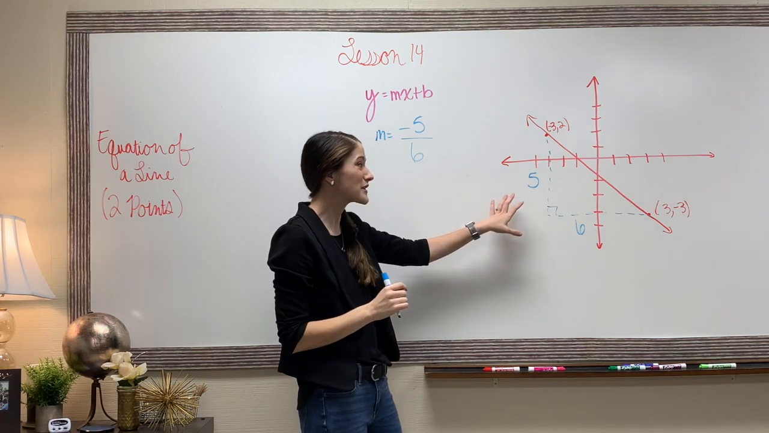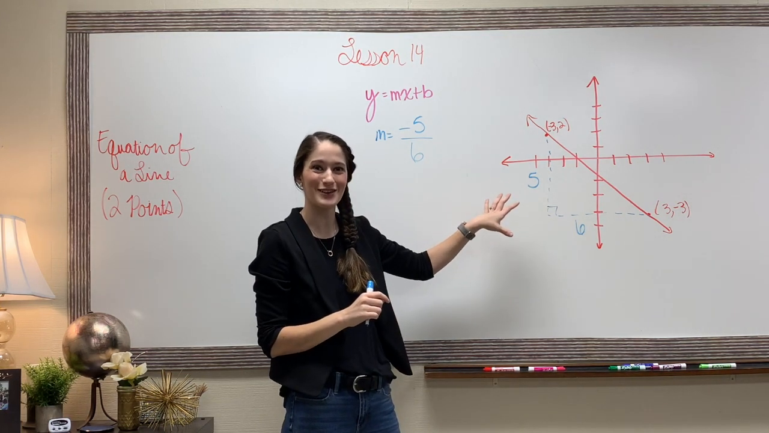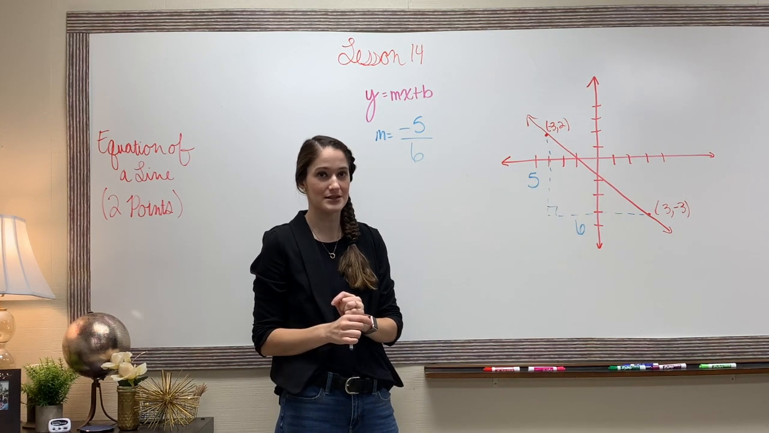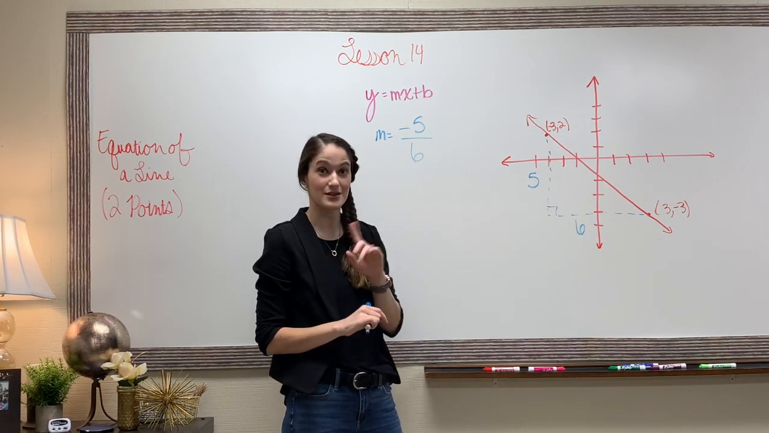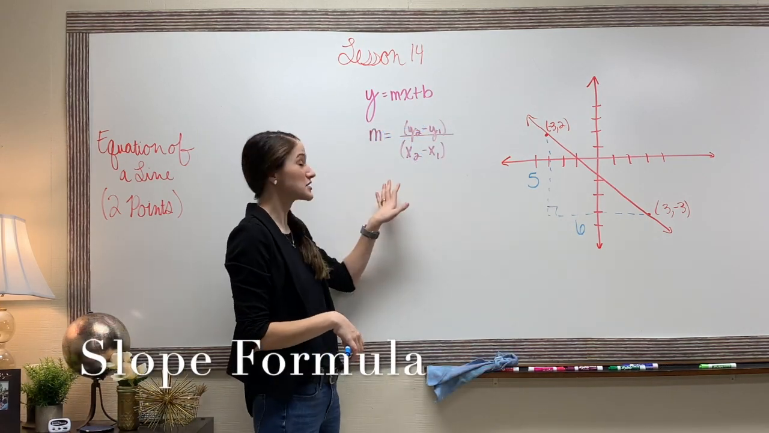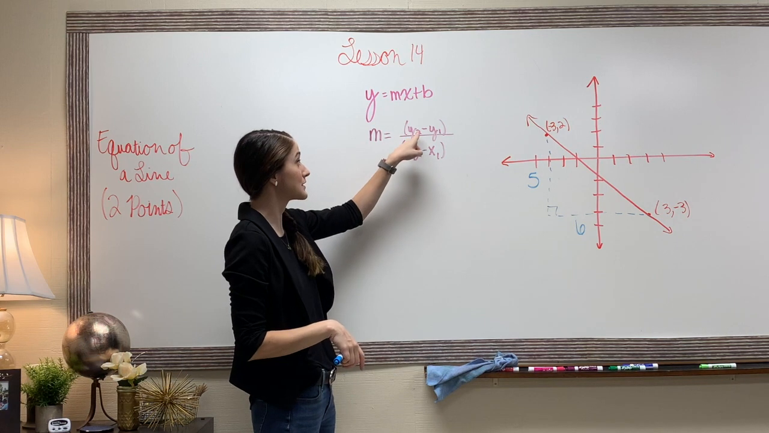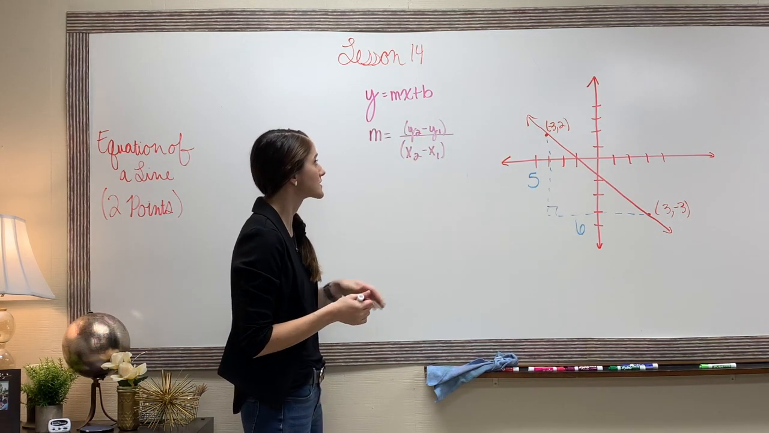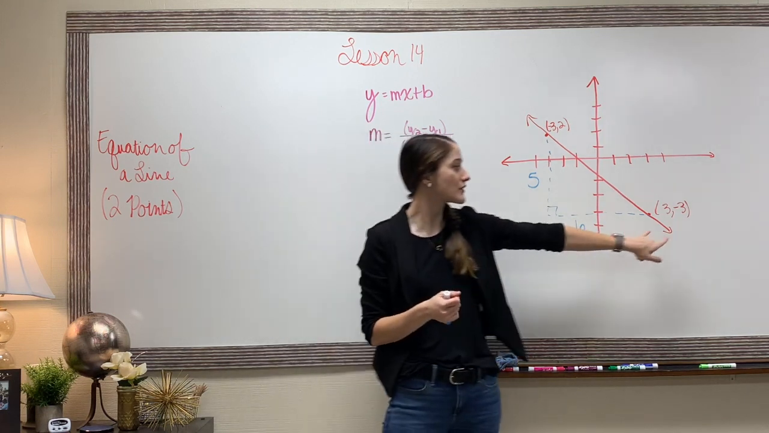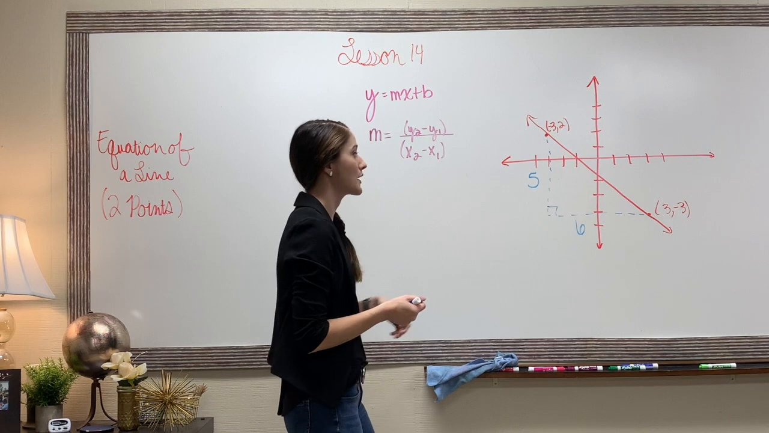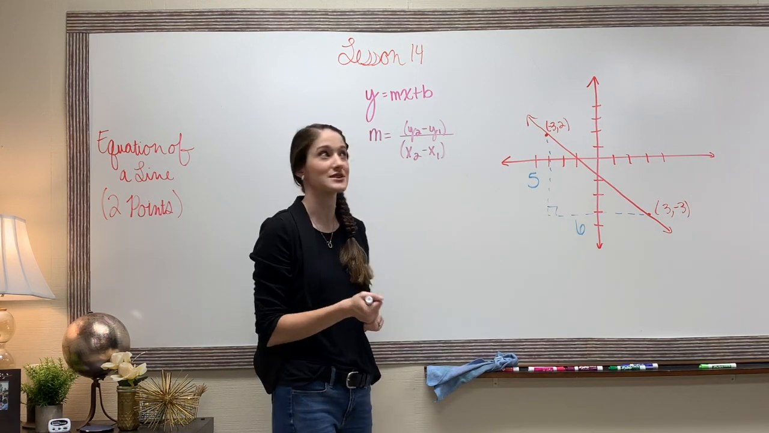You may not always want to actually graph this out to find your slope. So there is also an equation that we can use to find this if you don't want to graph it out. So let's go ahead and go over that equation. Our equation for finding the slope is y2 minus y1 over x2 minus x1. In this case, I'm going to call these my x2 and y2, and this is going to be my x1 and y1. And we're just going to plug those in and see what it looks like.